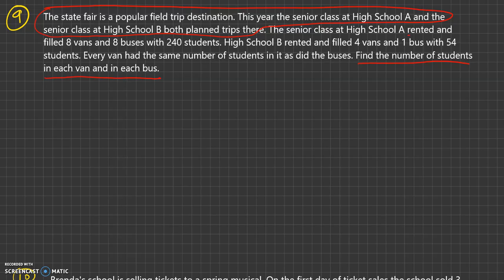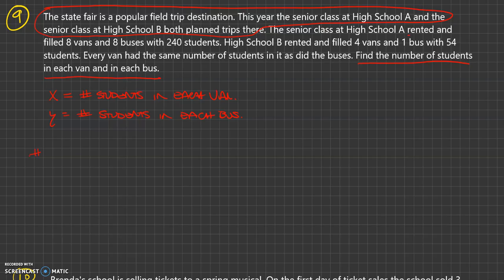So why don't we do this? Let's say x equals the number of students in each van. And what does y equal? The number of students in each bus. All right, so that's going to help guide us on our solution.